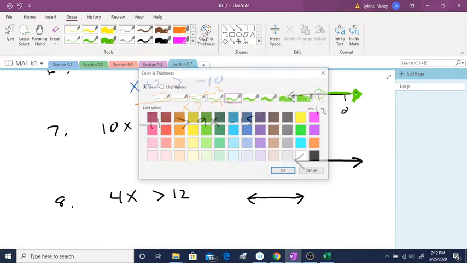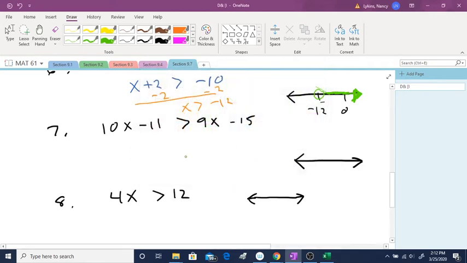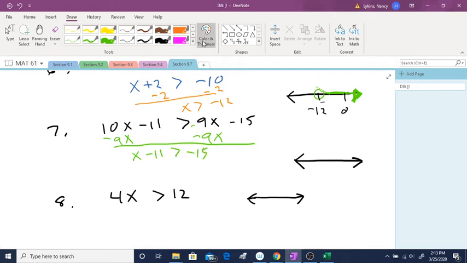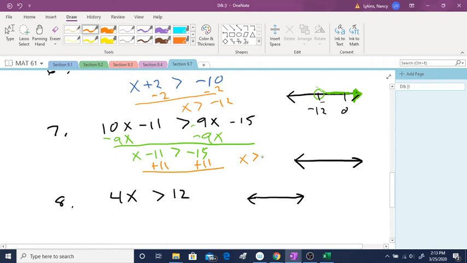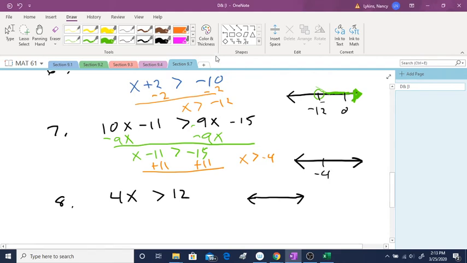Now, number 7, this is when we have multiple x's. So my rule of thumb is look at the one that's more positive. In this case, it is the 10x. So I'm going to subtract 9x on both sides. And I get x minus 11 is greater than -15. Then I'm going to add 11 to both sides, which makes x greater than -4. So I plot my -4 here on my number line. And then, since it's greater, put an open circle, going to the right.